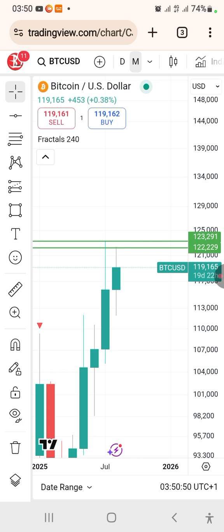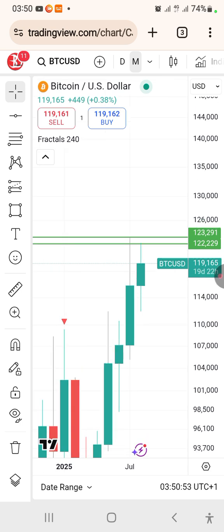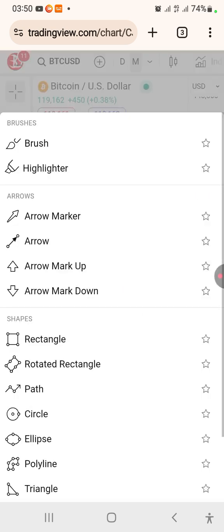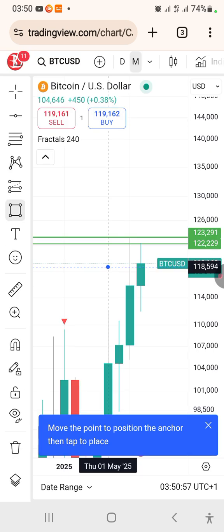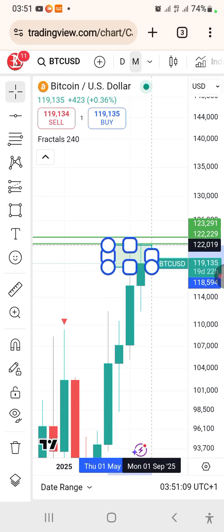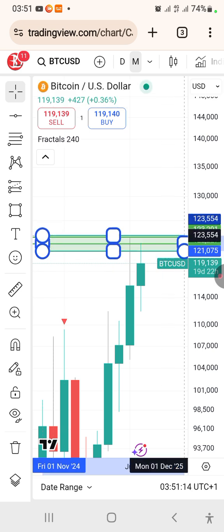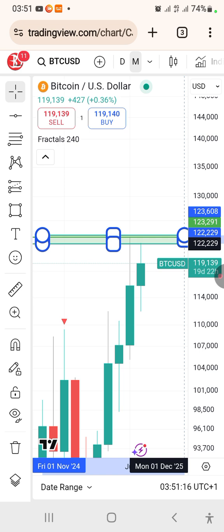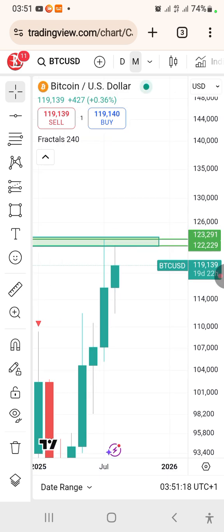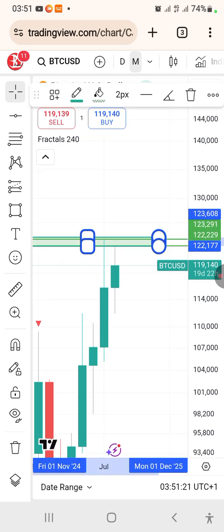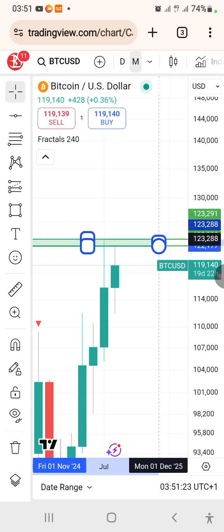Now to get the zone, you go straight to your rectangle. No matter the platform you are using, if you are using MT5, you can still get a rectangular object. So now use your rectangular object, then mark from the high to the low.